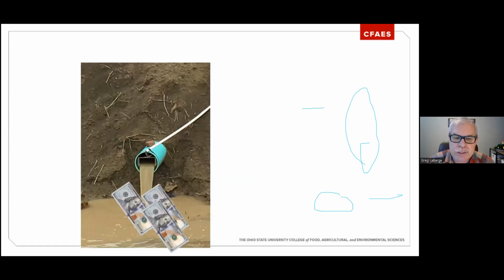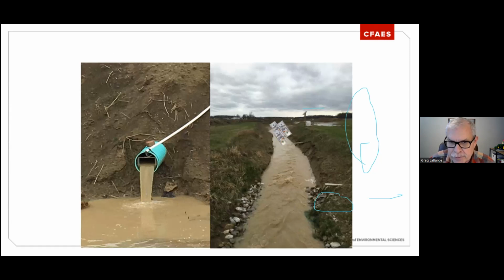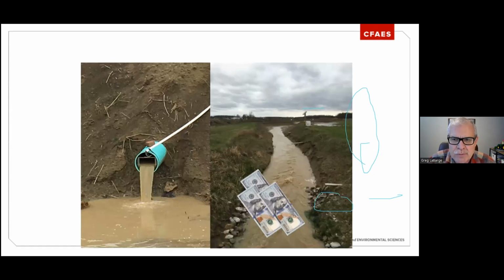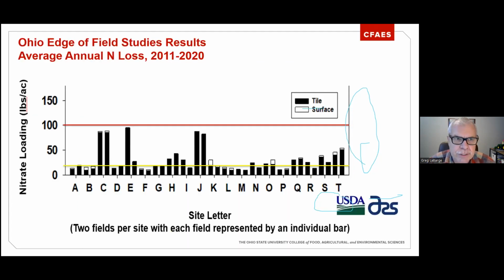And when we think about where that nitrogen is going from any of those systems, in my mind it's money going down the drain, and the tile drain in this case, and out through our stream systems where we need to be concerned. And we have some evidence of that through our edge of field studies here in the state of Ohio.